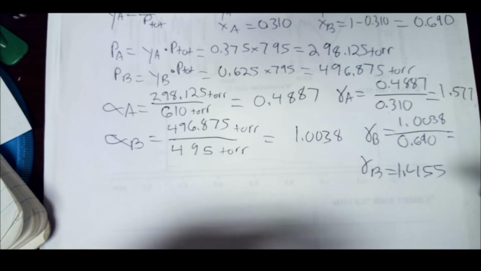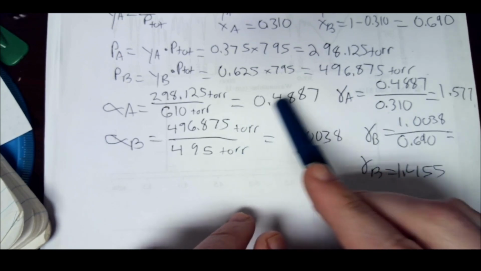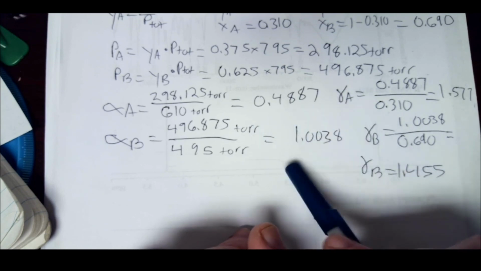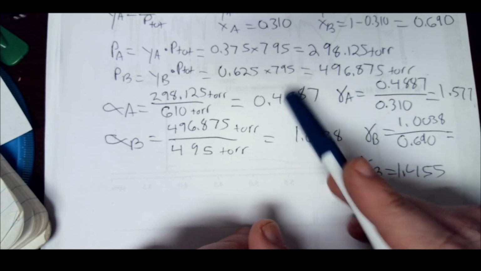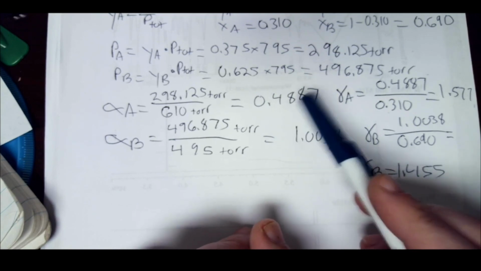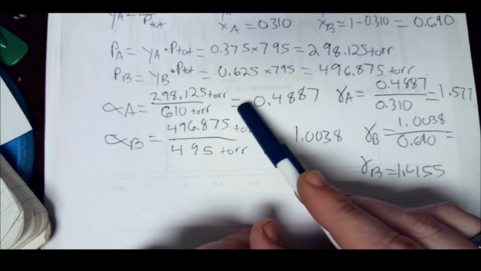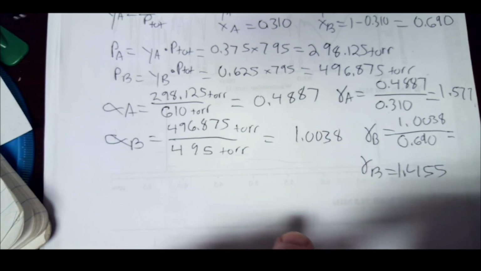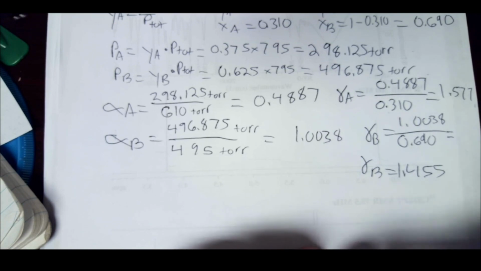And that would be our values: activity coefficients of 1.455 and 1.577, and activities of 0.4887 and 1.0038. Normally, we might have to use the K sub H, the Henry's law constant, to find this value, but given the fact we don't know A, we can't really find that. We don't really know what A is. That's the best we can do.